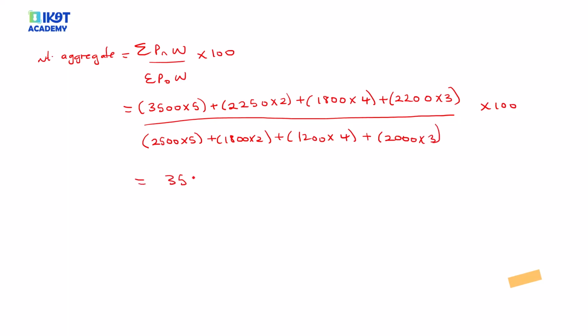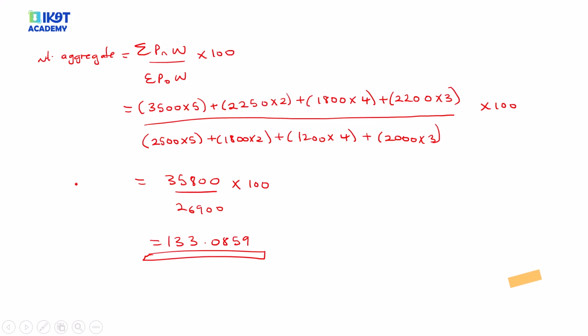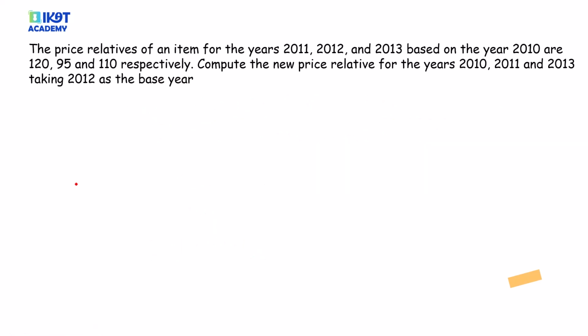So you get 35,800 out of 26,900 times 100. So you get your answer as 133.0589. That's your weighted aggregate price index. So let us look at, I think, about 2 more examples and we'll have gotten a grasp of it.